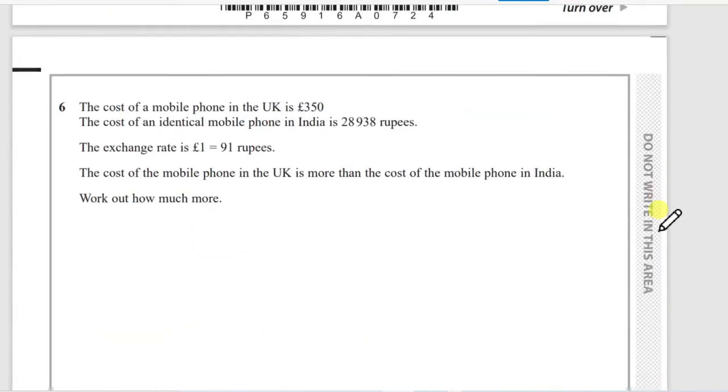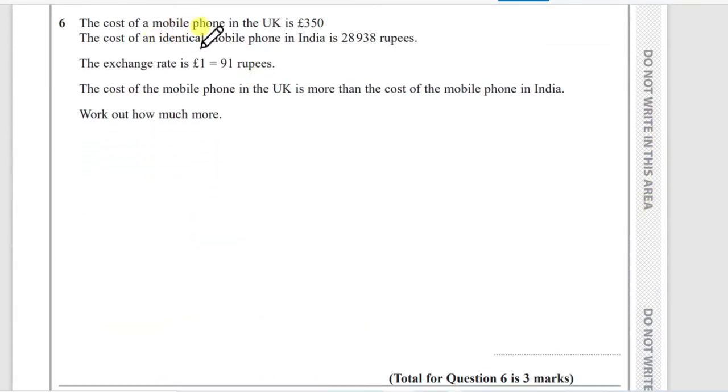So, next one, 6. Now, the cost of a mobile phone in the UK is £350. It costs 1,000 these days. The cost of an identical mobile phone in India is 28,000 plus rupees. Ooh. Now, the current exchange rate for £1 is 91 rupees. That's a straight up lie. The cost of the mobile phone in the UK is more than the cost of the mobile phone in India. But how much more? Let's try and do it.